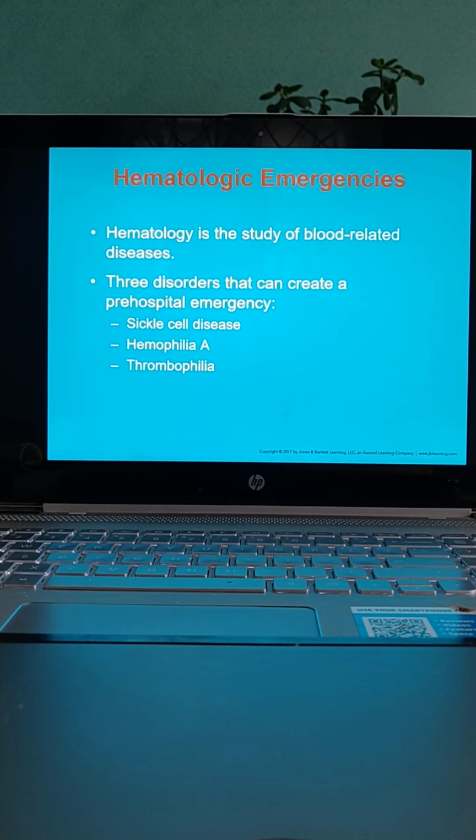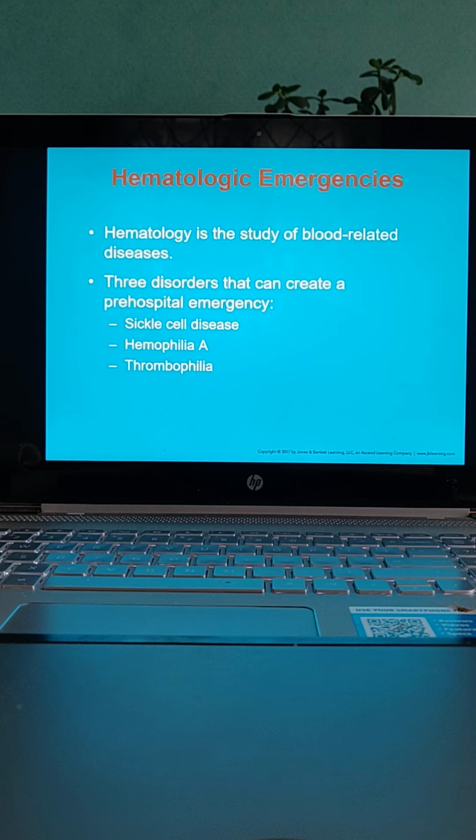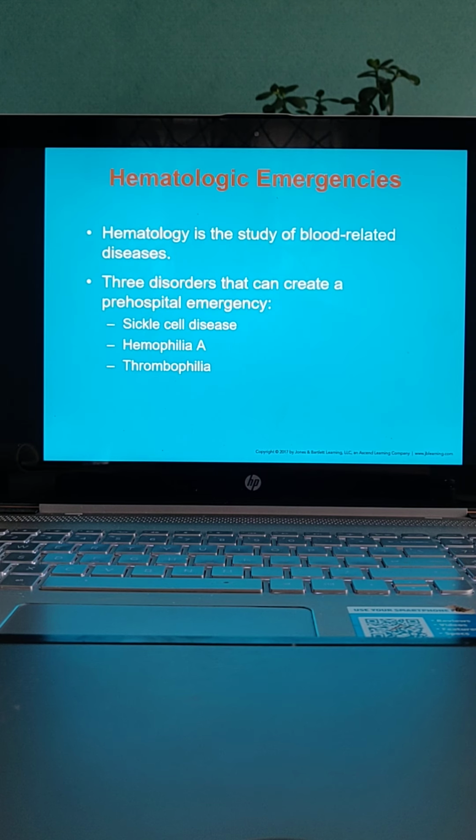Hematology is the study of blood-related disorders. Okay? Will we have hematology or blood emergencies? Yes, we will. The three we're going to concentrate on today are sickle cell disease, hemophilia A, and, I can never pronounce this correctly, thrombophilia. Okay? Sickle cell is something I've heard for years, since I've been a little kid.